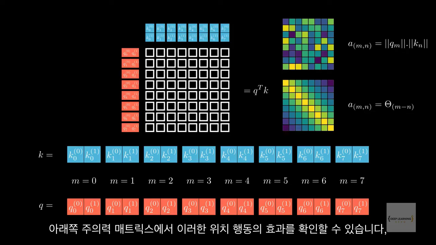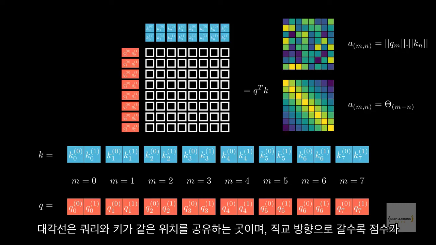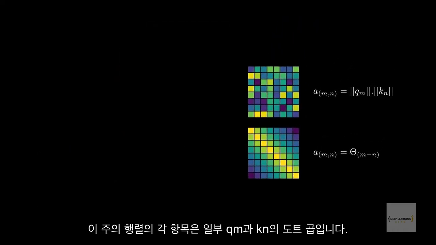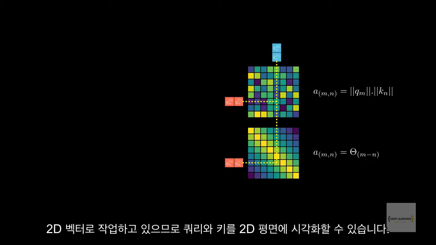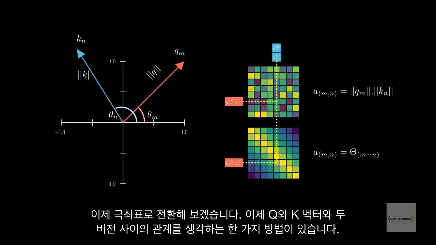You can see the effect of this positional behavior from the bottom attention matrix, where the intensity is highest along the diagonal. The diagonal is where the query and the key share the same position, and the score declines as you go in the orthogonal direction to the diagonal. Each entry in this attention matrix is the dot product of some q_m and k_n. Since we are working with 2D vectors, we can visualize the query and the key on a 2D plane. Let's then switch to the polar coordinates.